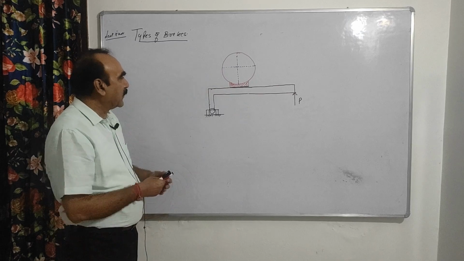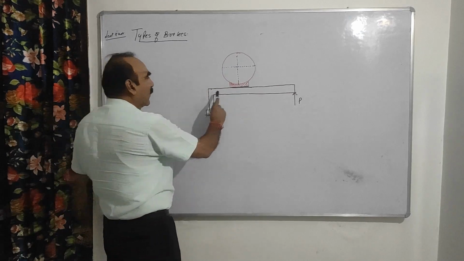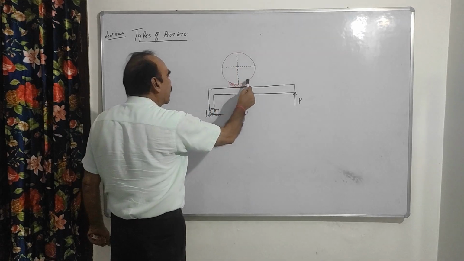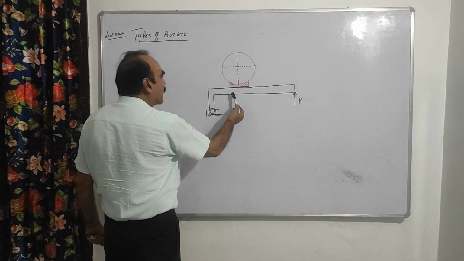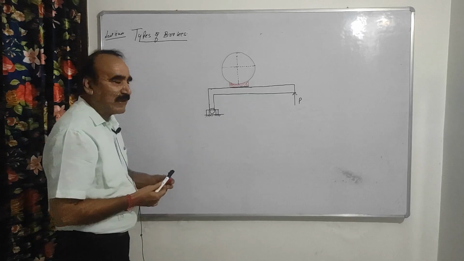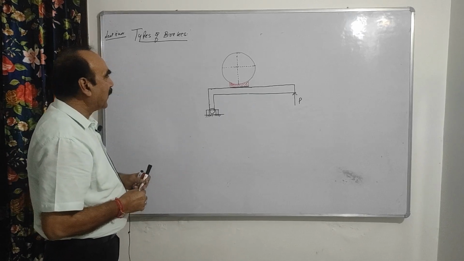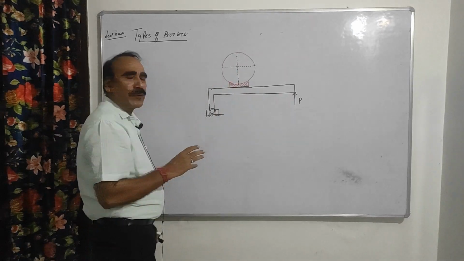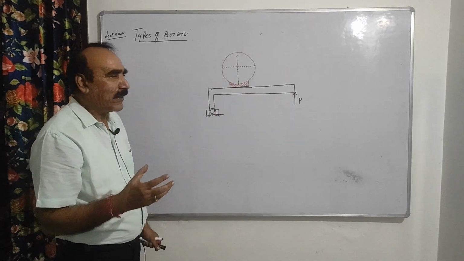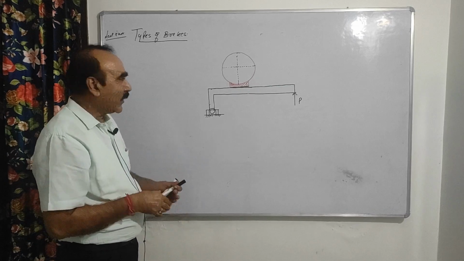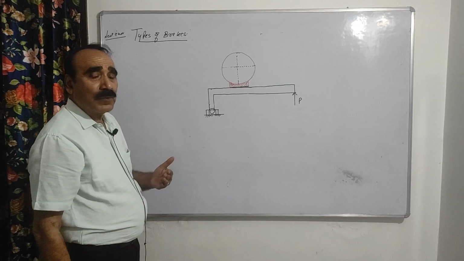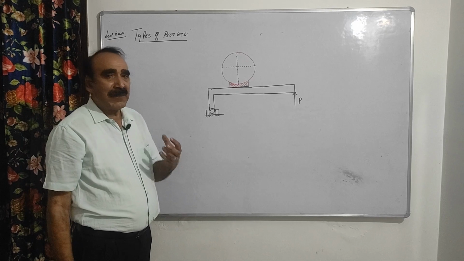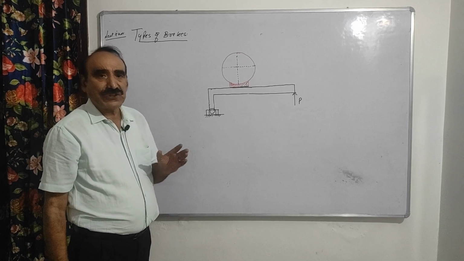What is this? This is your lever, and this is your rotating drum. The shoe is attached with the lever. What happens when the drum is rotating, either in the clockwise direction or the anti-clockwise direction? Our aim is to stop the drum. If we apply the brake, the drum should stop.